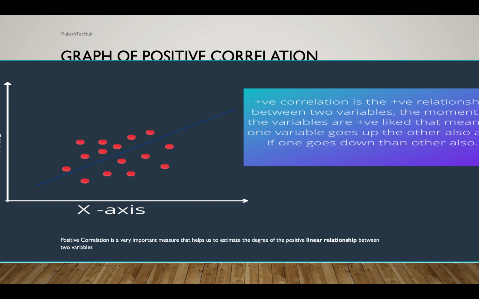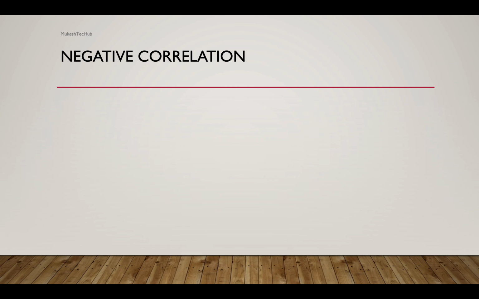So positive correlation is a very important measure that helps us estimate the degree of the positive linear relationship between the two variables. This is very important, guys. It defines the linear relationship between the two variables, which comes under positive correlation. Now we'll talk about what negative correlation is.